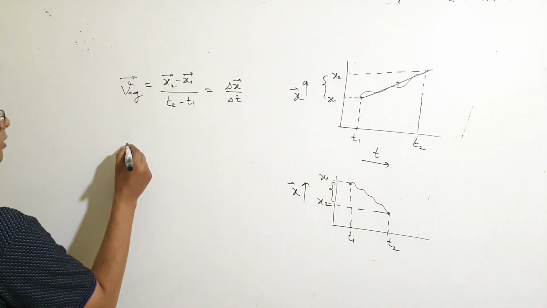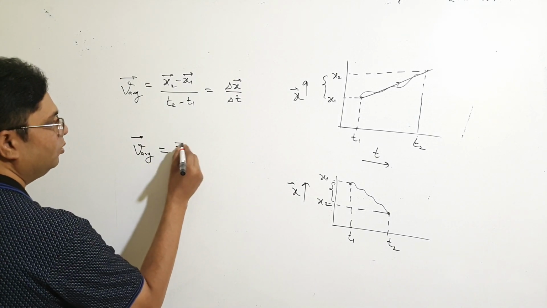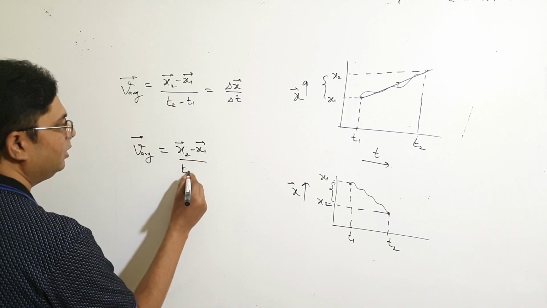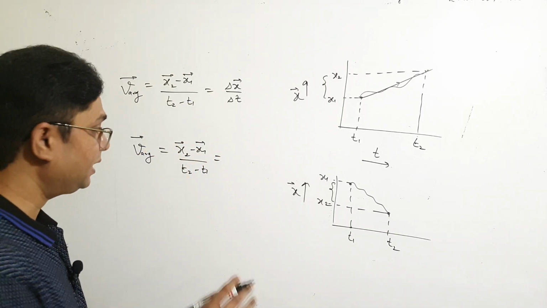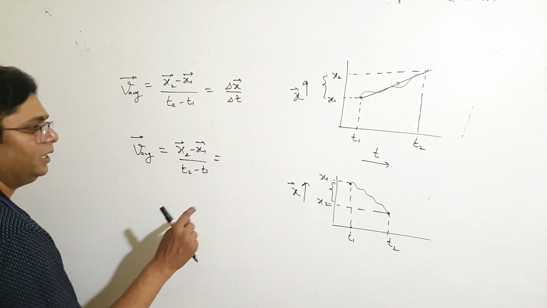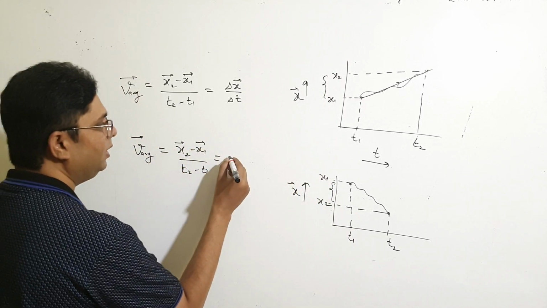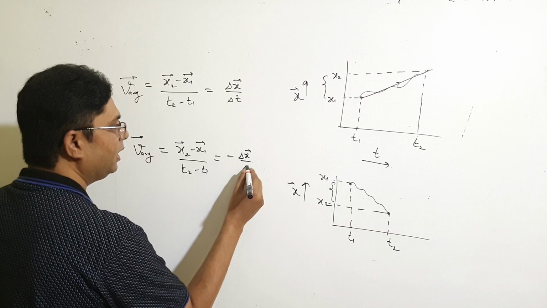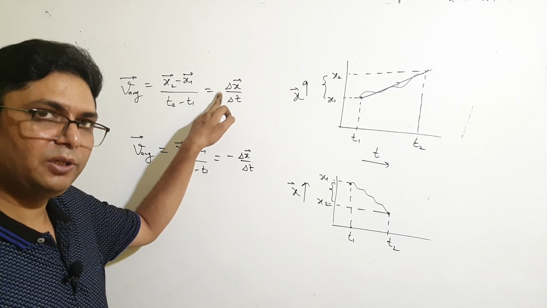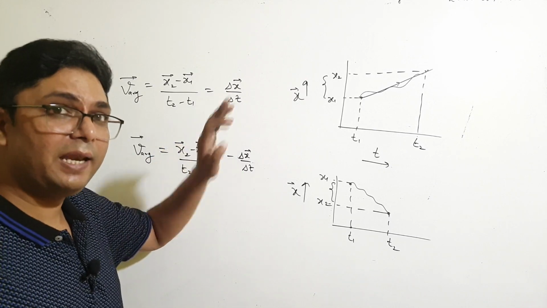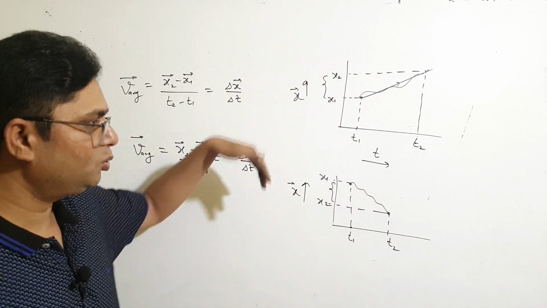So here you have V average again equal to x2 minus x1 upon t2 minus t1, which is equal to delta x upon delta t. But this answer will come with a negative sign because here x2 is less and x1 is more. So here the answer comes to be minus delta x upon delta t. Here the plus sign indicates that velocity is increasing, meaning the direction is towards upside, and here negative means the direction is towards downside.